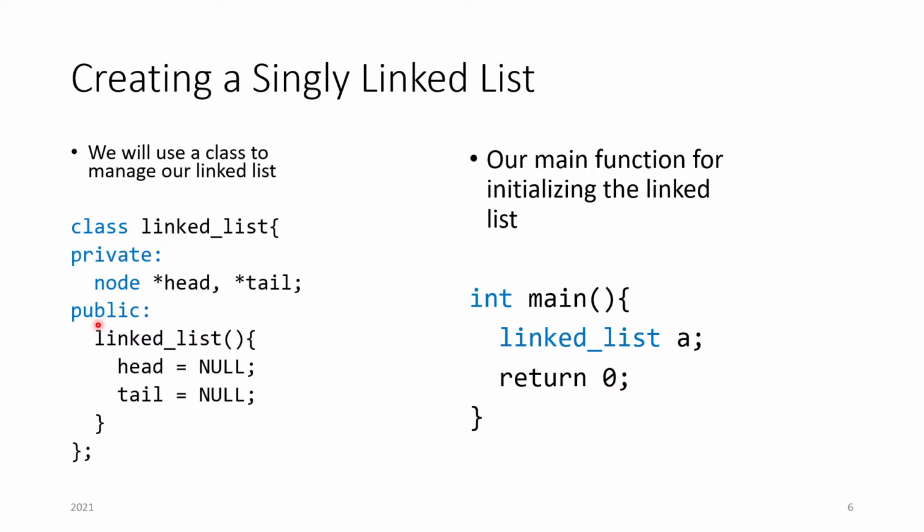Note that in creating our linked list, our constructor, which has the same name as the class, handles the empty case: once the linked list is empty, the head and tail node pointers are also empty. That's why they get assigned to null. And for initializing the linked list, this is the main function for doing this. When we create object A of type linked list, the constructor is automatically called, creating and assigning head and tail to null.